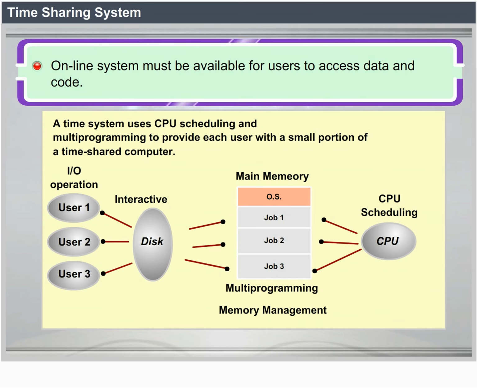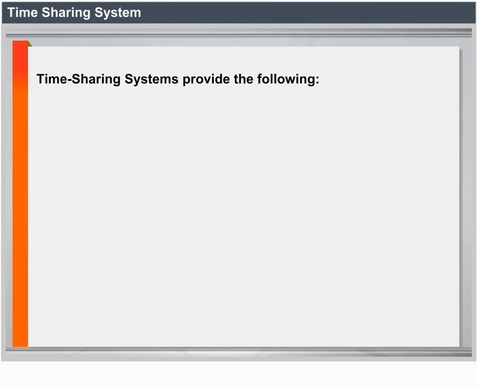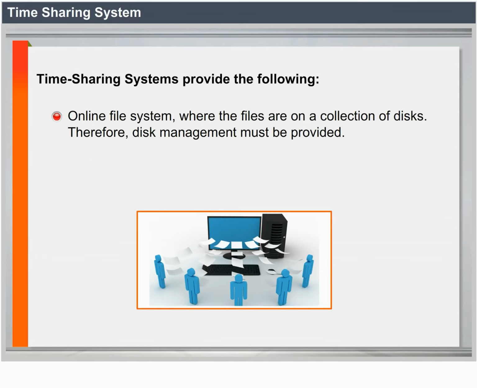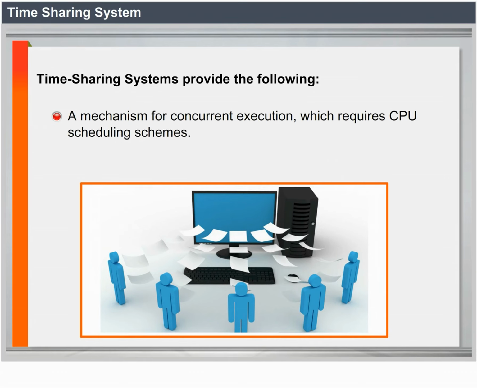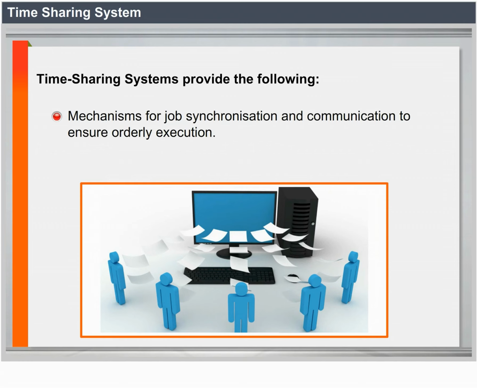Time-sharing systems provide the following. Online file system, where the files are on a collection of disks, therefore disk management must be provided. A mechanism for concurrent execution, which requires CPU scheduling schemes. Mechanisms for job synchronization and communication to ensure orderly execution. A mechanism to avoid deadlock, a job waiting for another job forever.